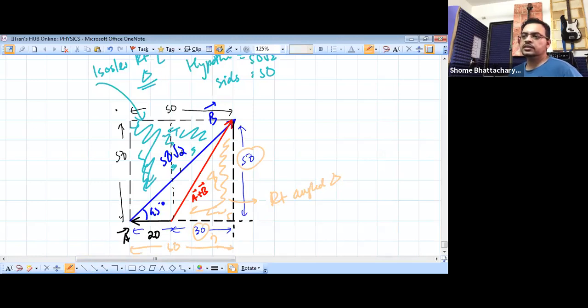Okay, so now we know that in this triangle, the second one that I've shaded, what is the hypotenuse? The hypotenuse of this triangle is the magnitude of A plus B. Okay. And the base is how much? It is 30. And the perpendicular is how much? 50. So substitute that and from that we know.